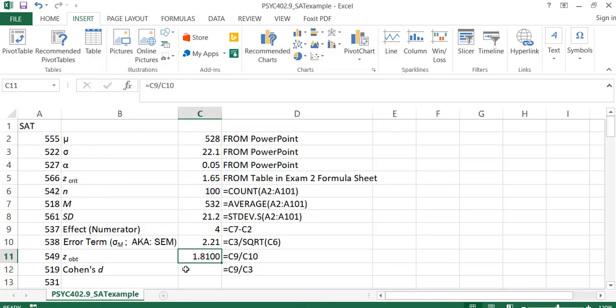Now that gives us the obtained. We could also look at what is the effect size. And so here we want to say what is the effect, which is at C9, that's the numerator. So again, that's the difference between the population mean and the group mean. What is the effect divided by, or relative to, the variability in the population? So the standard deviation. And we find that that is 0.180995, which is consistent with what we reported in the PowerPoint.